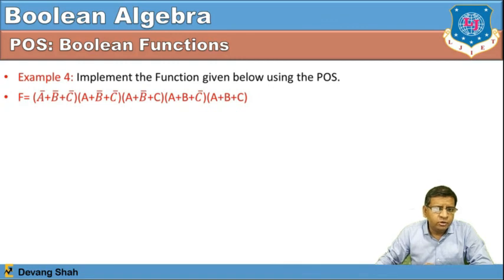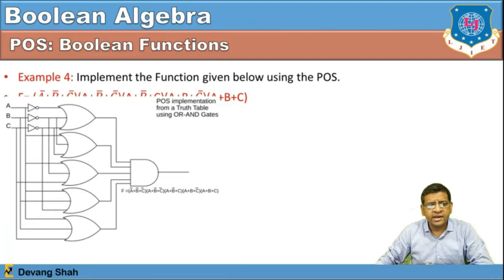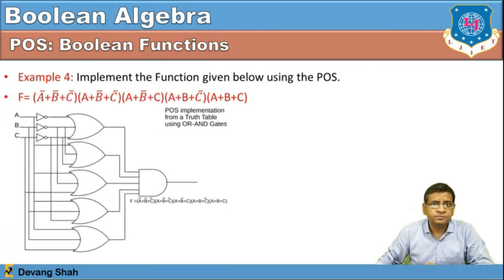Same way, you can implement this particular POS. Now this is the product of sums form, the max term. So here the first stage combination is NOT and OR, and the second stage is the AND. So here you can see the NOT gates are being used, OR gates are being used, and finally the product can be achieved using the AND gate. So this is how you can represent or draw any digital circuit in this POS form or max terms, right?